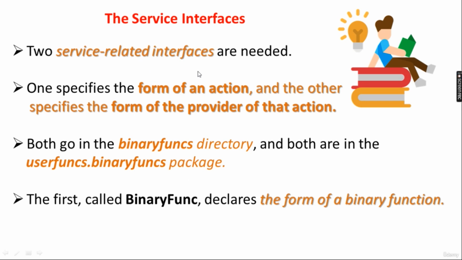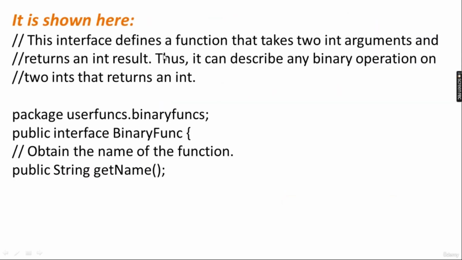So for the service-related interfaces, first is BinaryFunction, which declares the form of a binary function. This interface defines a function that takes two arguments and returns an integer result. Thus, it can describe any binary operation on two integers that returns an integer.